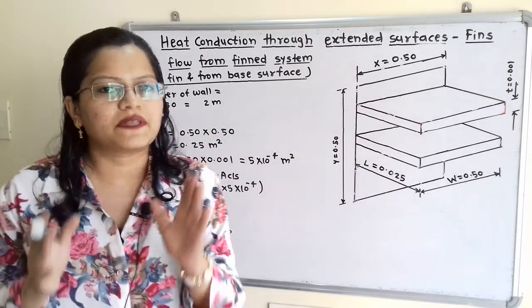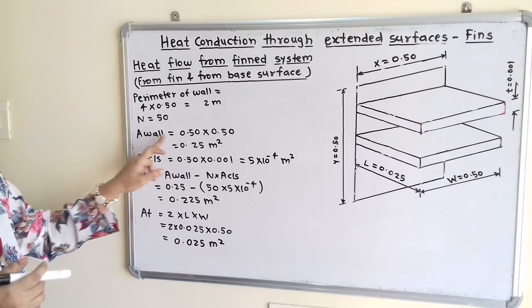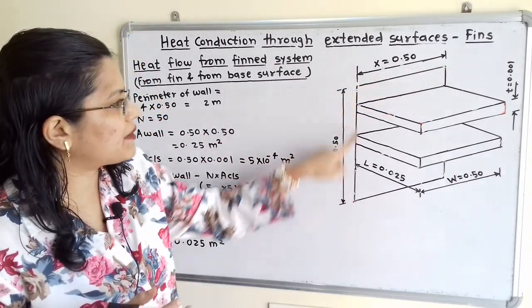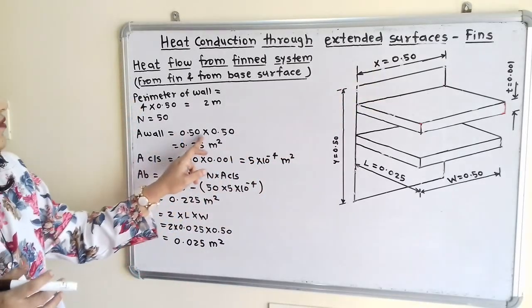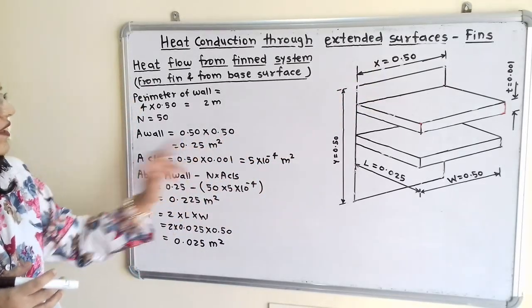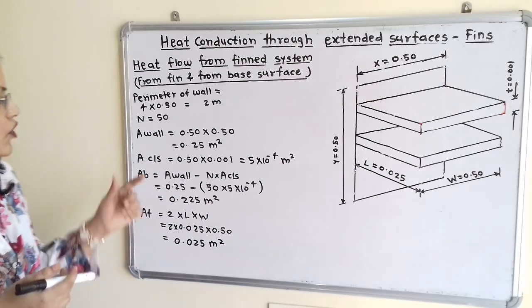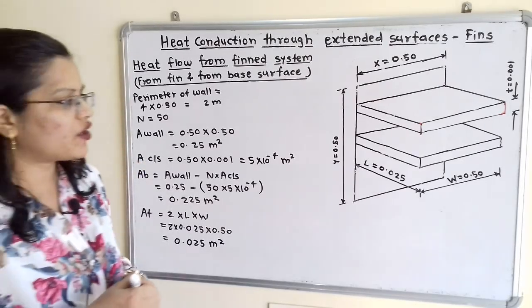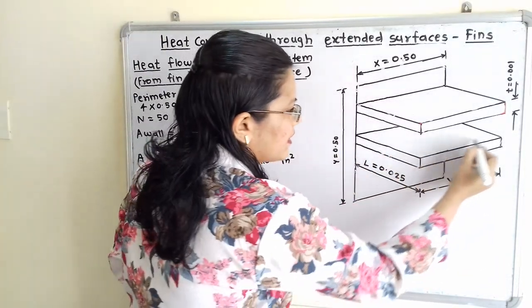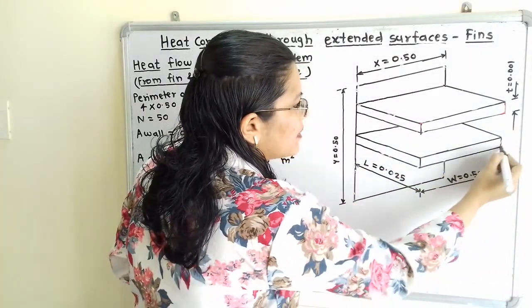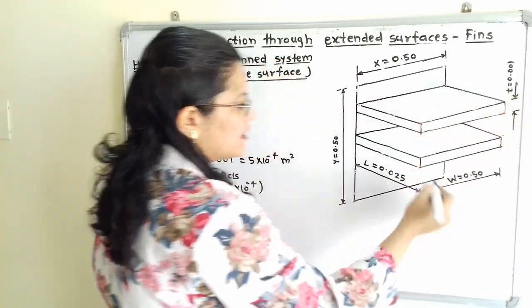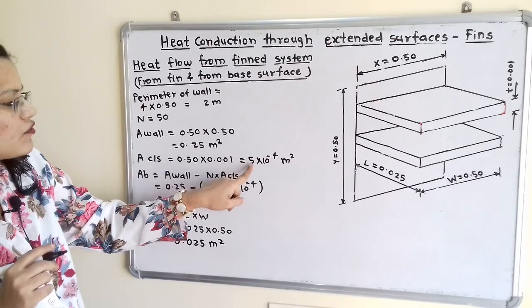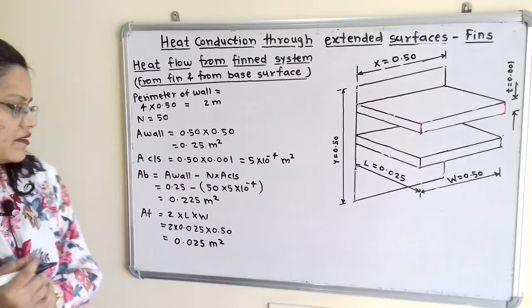So number of fins is 50, that is mentioned in the question. What is the area of wall? Area of wall is length multiplied by height, that is 0.50 into 0.50, that is 0.25 meter square. Then the cross sectional area of fin, that means this area, is width multiplied by thickness, that is 0.50 multiplied by 0.001, which is equal to 5 into 10 raised to minus 4 meter square.